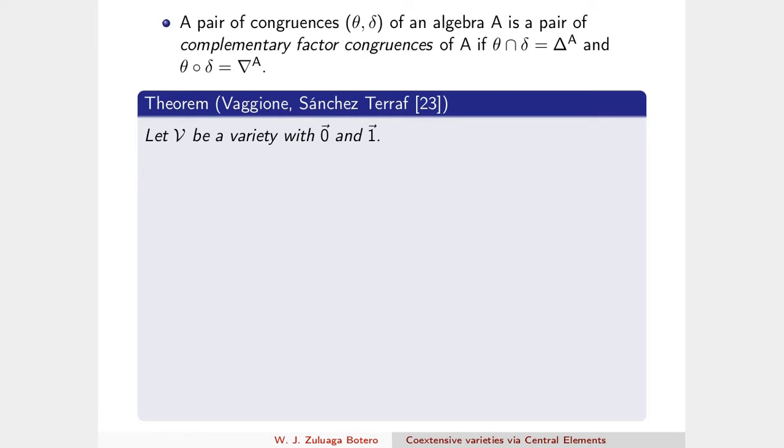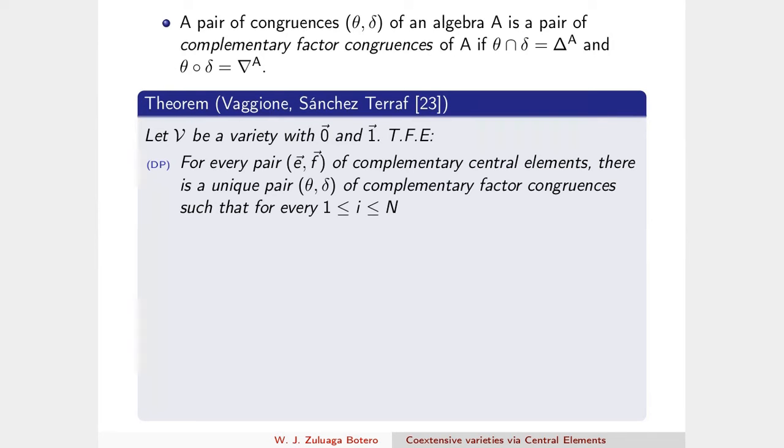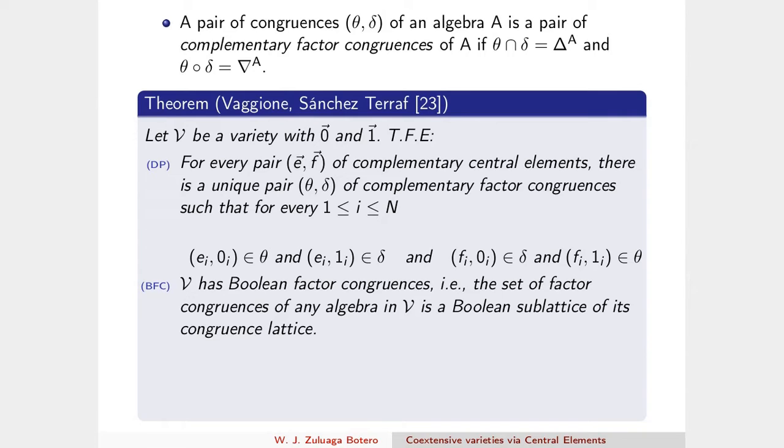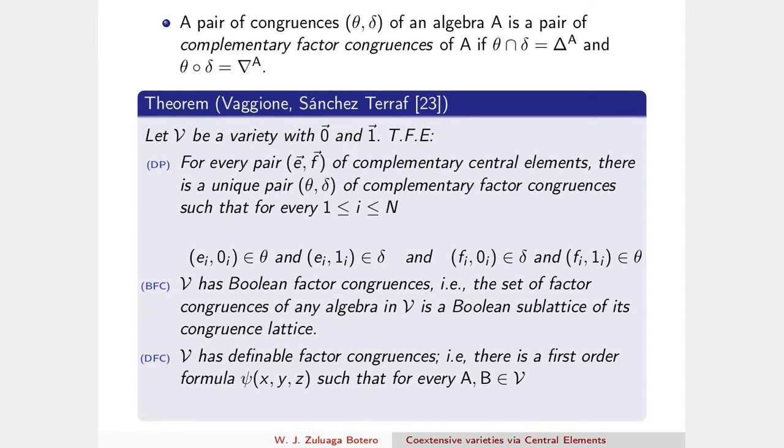So here's a main theorem, which was proved by Johnny and Sanchez-Terraz, and says that if V is a variety with 0 and 1, then the determining property, which means that every pair of complementary central elements determines a unique pair of complementary factor congruences in this way, is equivalent to saying that V has Boolean factor congruences, which means that the set of factor congruences of any algebra in V is a Boolean sublattice of its congruence lattice.